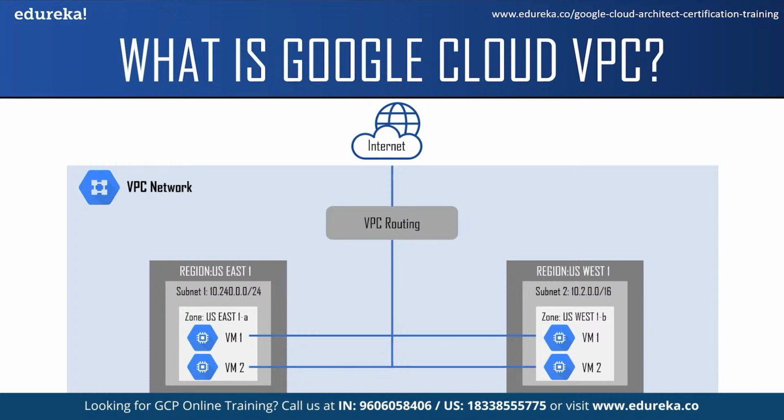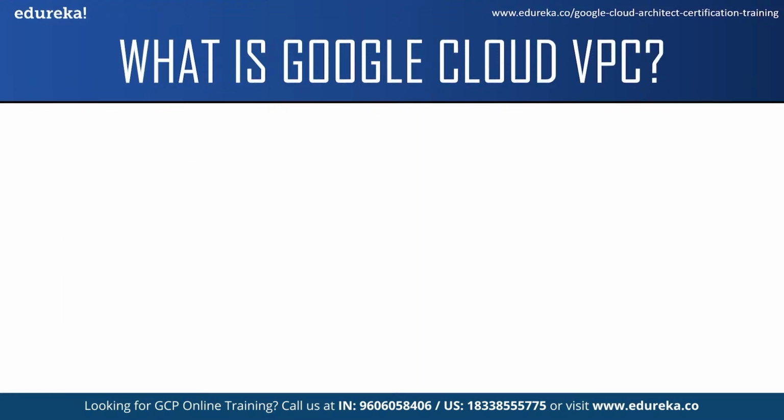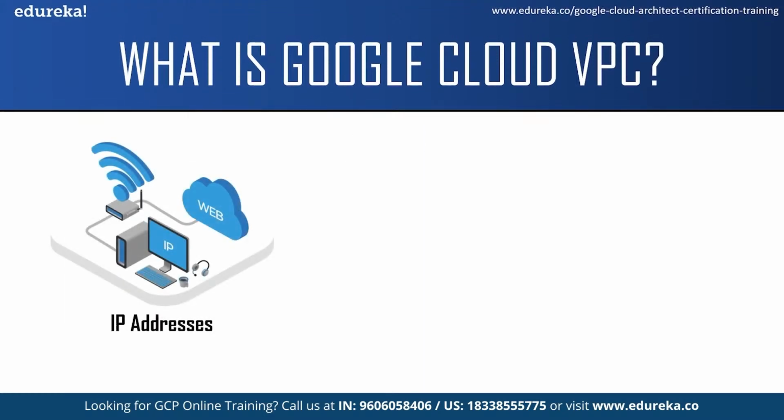Moving on, let us understand a few important concepts in VPC like IP addresses, routes, and firewall rules. You will find all these concepts in the Google Cloud VPC console. So first, let us talk about IP addresses. Each virtual machine instance in GCP will have an internal IP address and typically an external IP address. The internal IP address is used to communicate between instances in the same VPC network, while the external IP address is used to communicate with instances in other networks or the internet. These IP addresses are ephemeral by default but can be statically assigned. Ephemeral means the IP address will keep changing every time the virtual machine restarts.